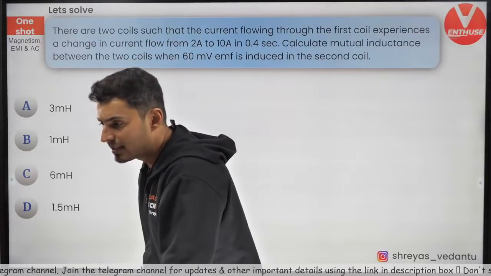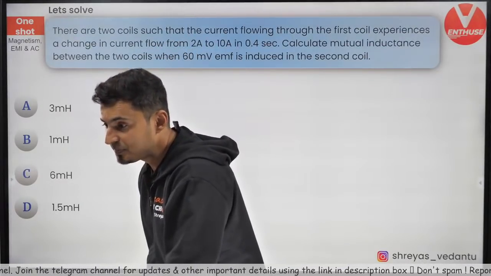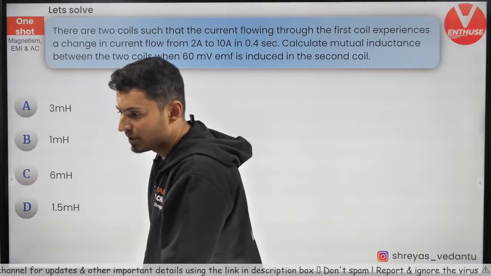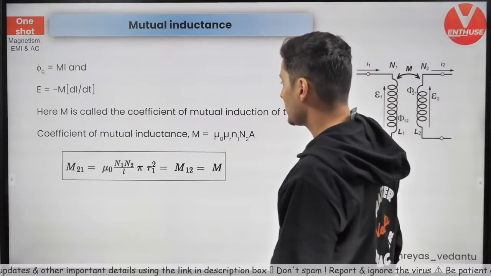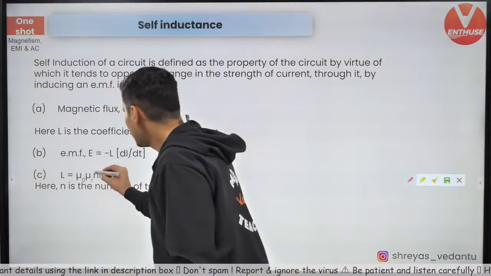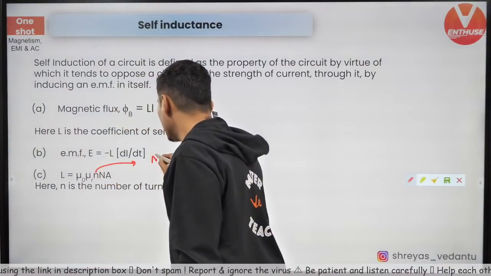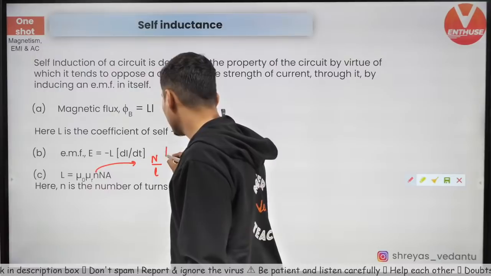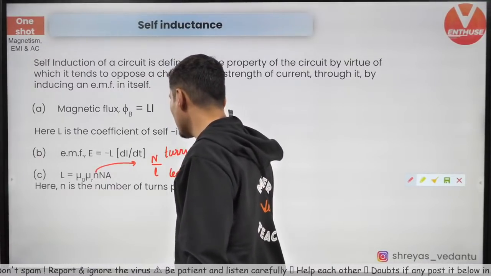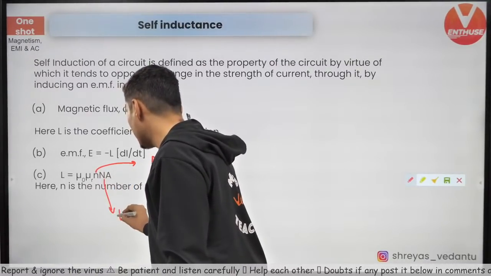About I in the L formula, I is the current, Shreya. Okay, great. Which lengths must be considered? See, I'll tell you what happens in the self-inductance formula. This small n is actually turns per unit length. This is turns, this is length. And this capital N is just the turns.